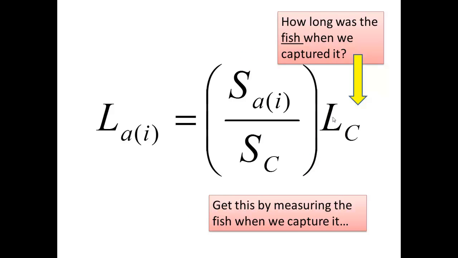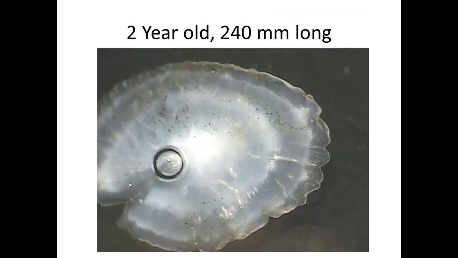Finally, we need the length at capture, and that's very easy because we captured the fish and we put them on a bump board and we measured them. So we have our three values that we can plug in to get the length at any previous age. So let's do an example here. This is a fish that was 240 millimeters long when we caught it, and you can see it's 2 years old. There's annulus 1, there's annulus 2, and then we caught it in the summer.